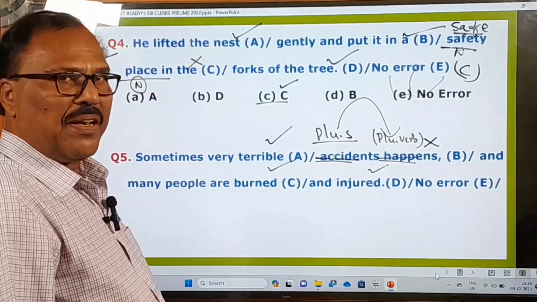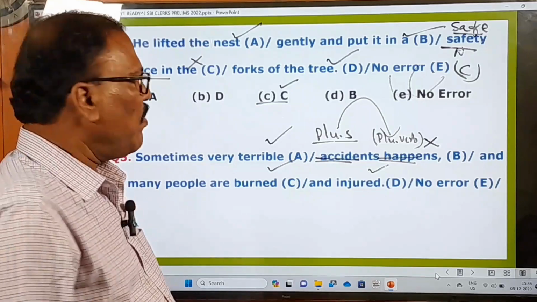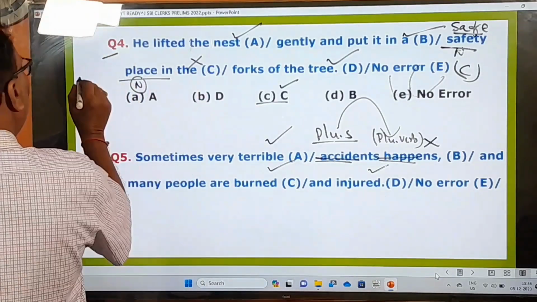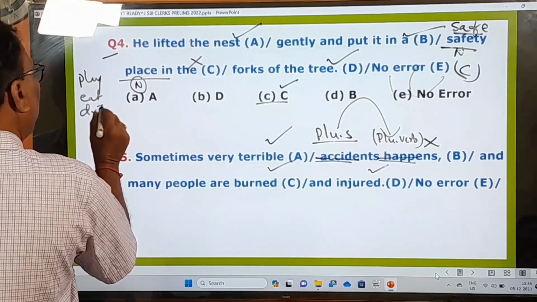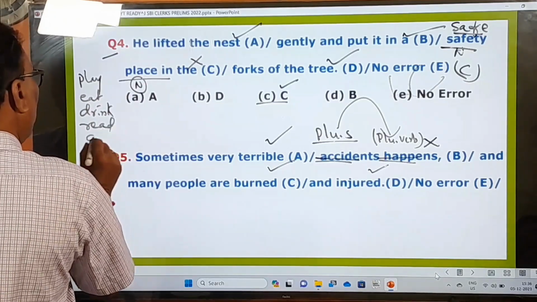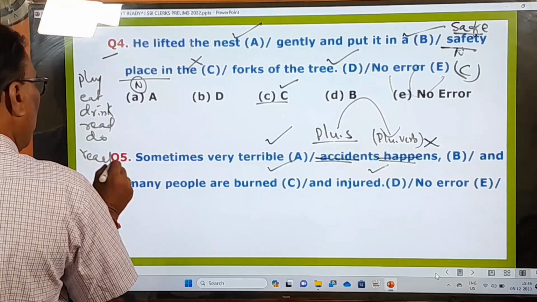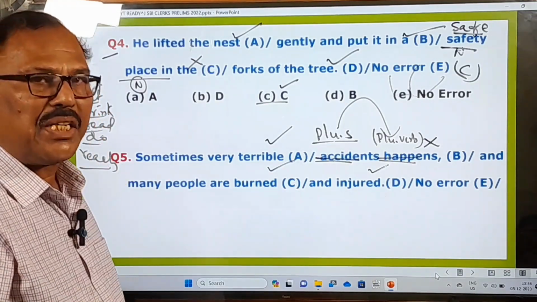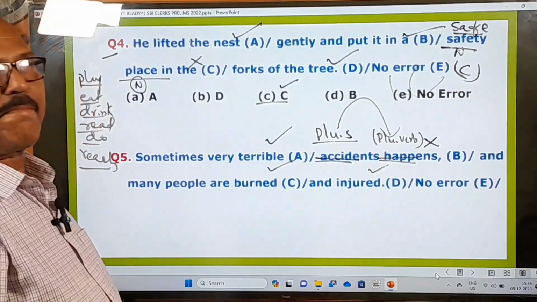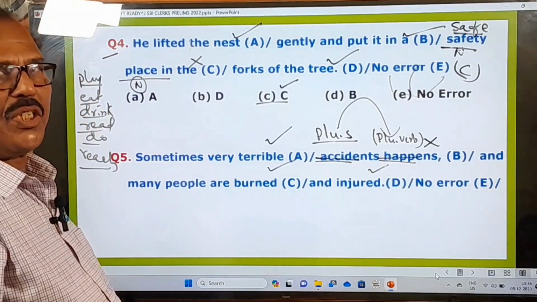It means you know very well the main verbs. Okay, what are the main verbs? Let me tell you here. Play, eat, drink, read, do, reach. These are all the main verbs, you know very well. All the main verbs are said to be in the plural number.